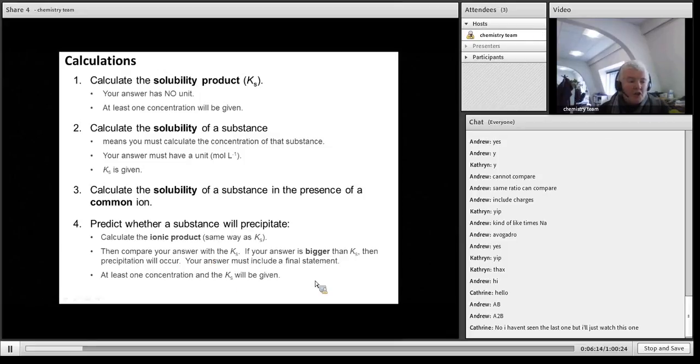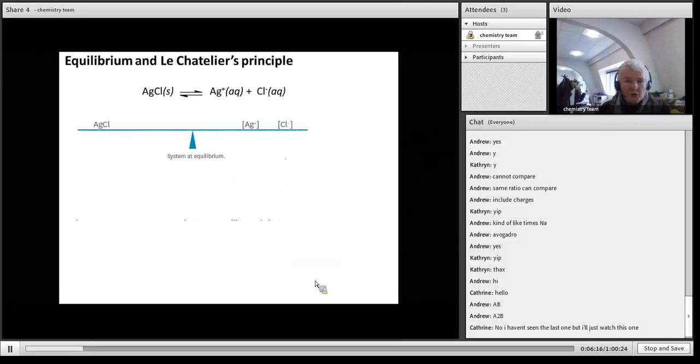Okay, so first thing is revision from level 2. Do you remember Le Chatelier's principle?